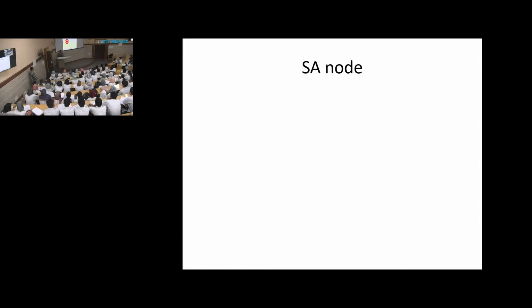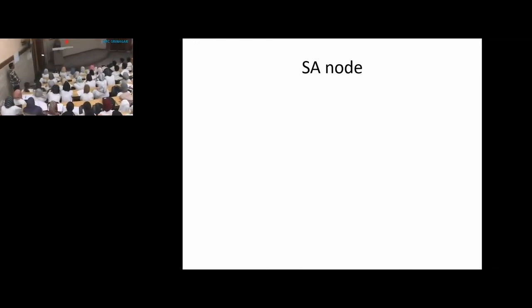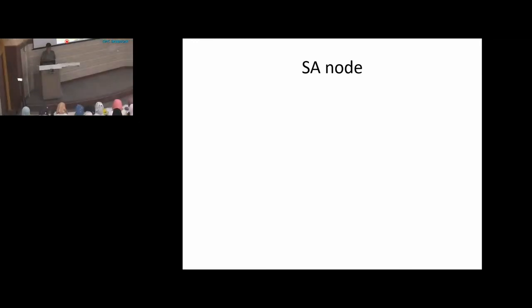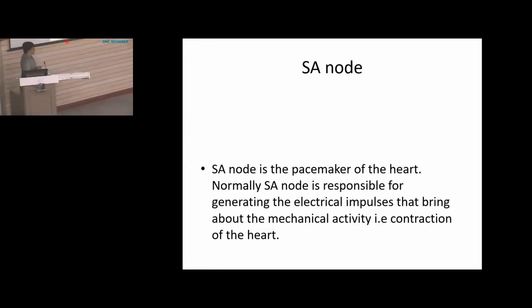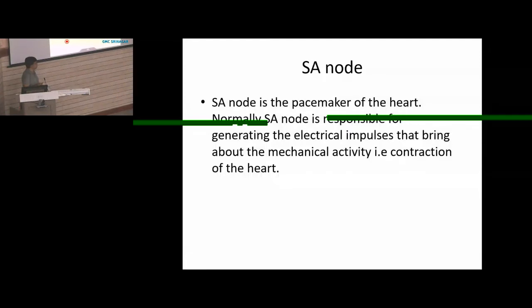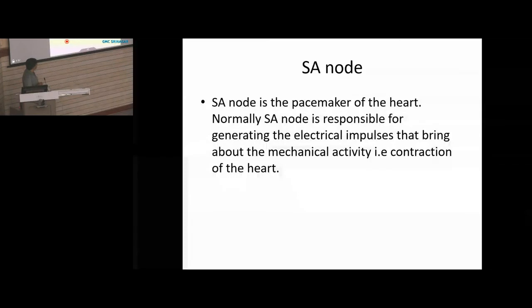sinoatrial node, a little bit of anatomy about sinoatrial node. Where is it located, and all those. So sinoatrial node is the normal pacemaker of the heart, okay? And normally SA node is responsible for generating the electrical impulses that bring about the mechanical activity, that is contraction of the heart. As you know that there are two activities exhibited by heart muscle.